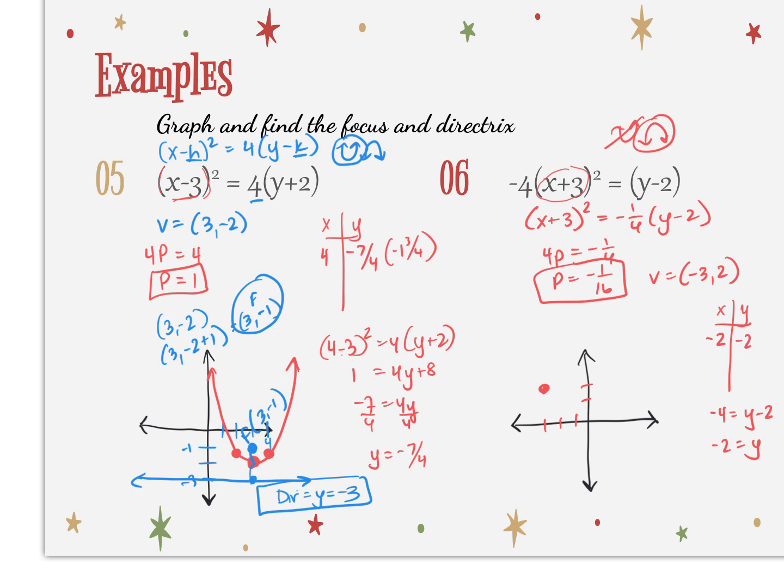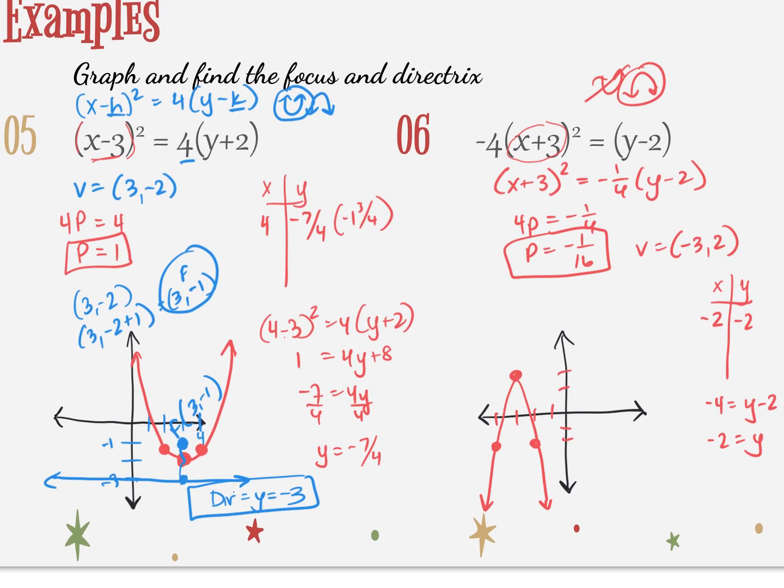So I know that negative 2 is a point. So negative 2, negative 2. And then if I go 1 unit to the left of it, then negative 4, negative 2 is the mirror image. And so my graph opens down, and that makes sense. So there's my graph. Now I need to use my vertex and my p-value to come up with my focus and my directrix.